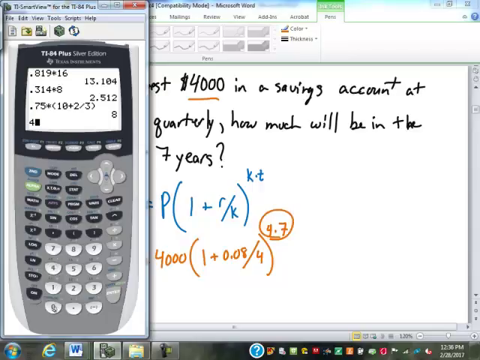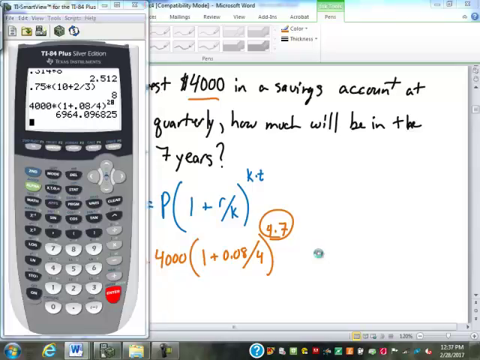So in the calculator, you just punch in 4,000 times, parentheses, 1 plus 0.08 divided by 4, close the parentheses, power of, you can put 4 times 7 there, but it's easier to just put 28. You get 5,497.64.